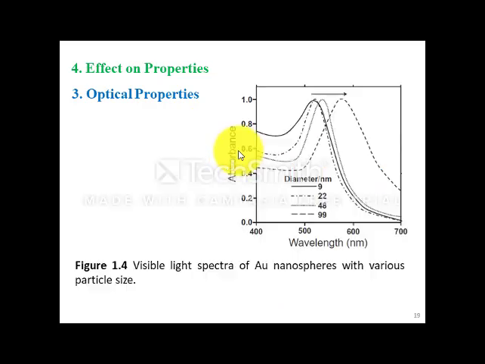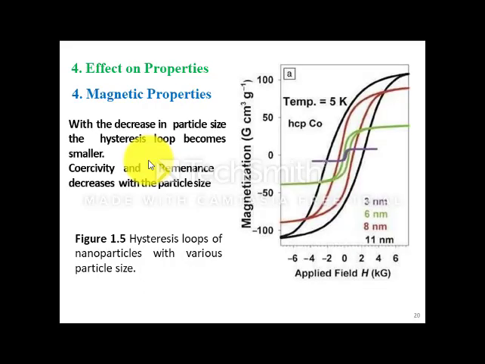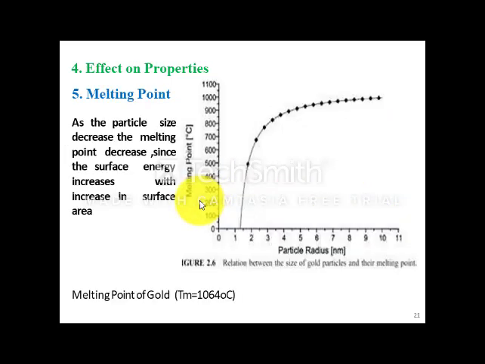Then we discussed optical properties, and we say as the particle size decreases, the wavelength absorbed becomes shorter, lower wavelength, and as the particle size increases, the particle absorbs higher wavelength radiations. Then about magnetic properties, we have discussed the hysteresis loop of a certain kind of material where as the particle size increases, the hysteresis loop decreases. It has been observed.